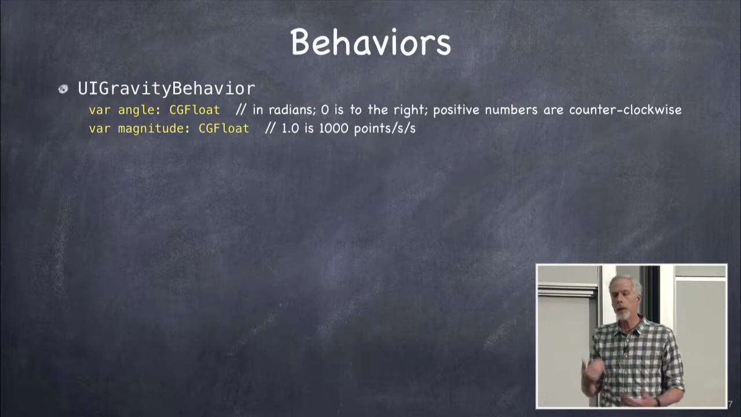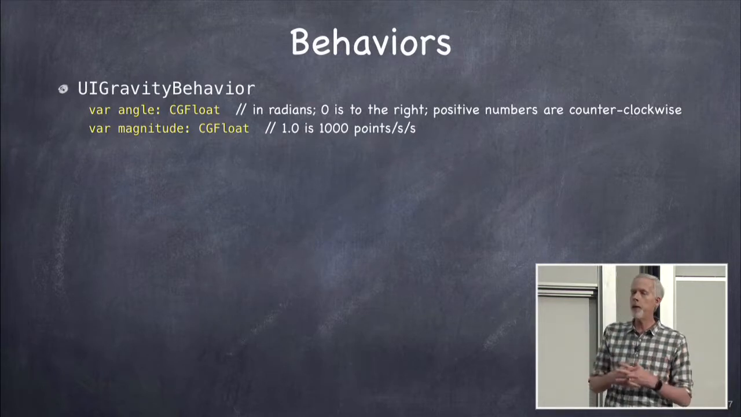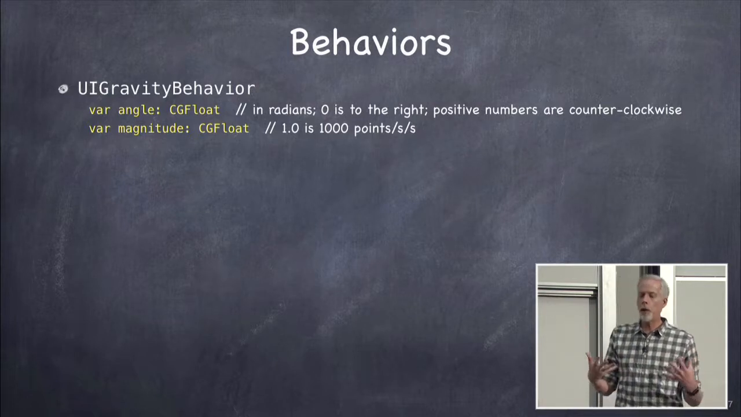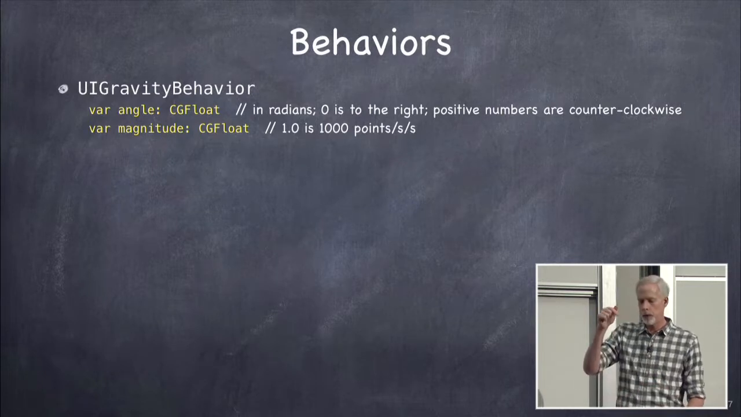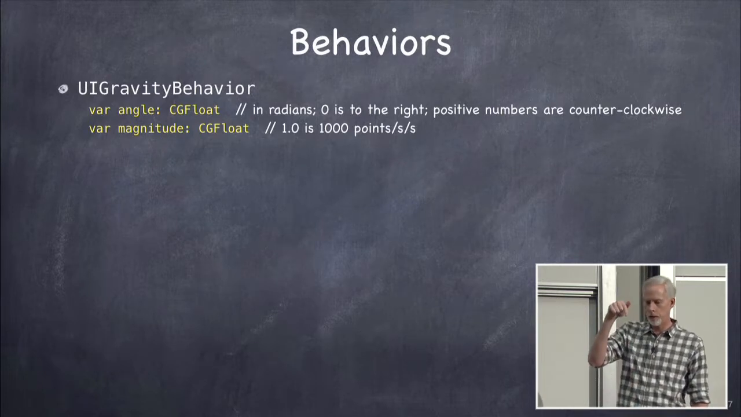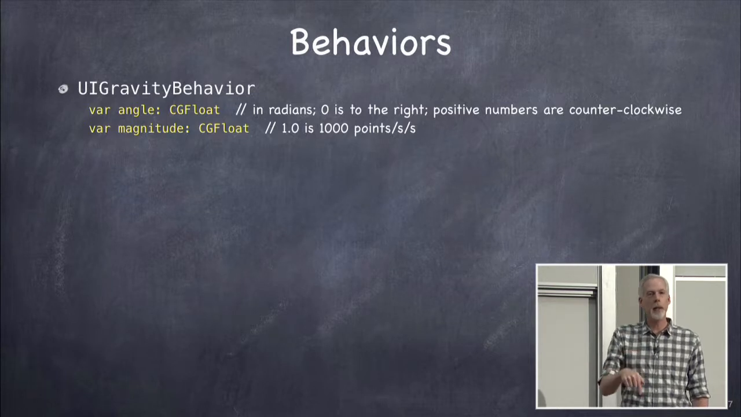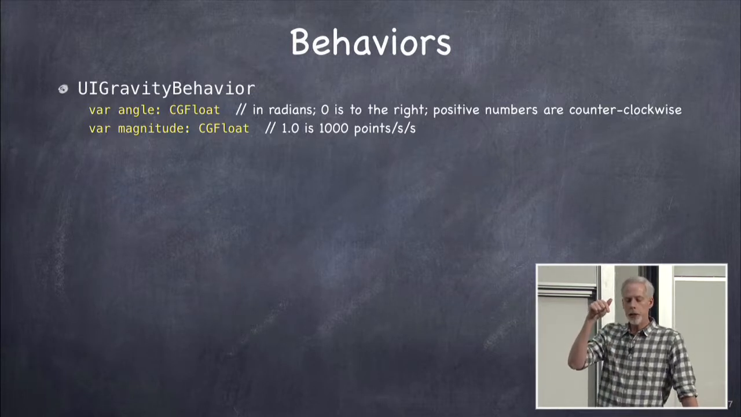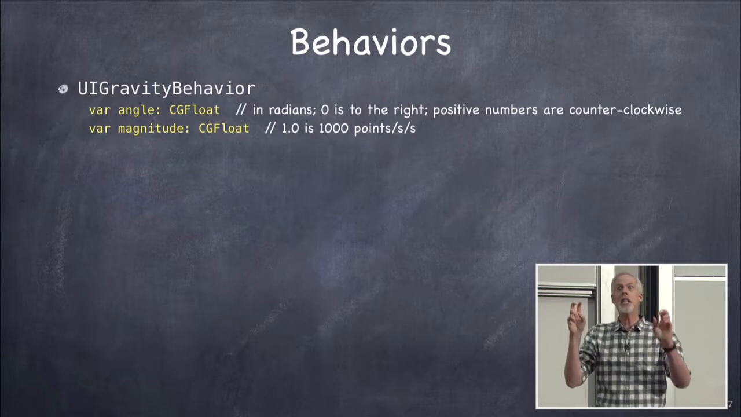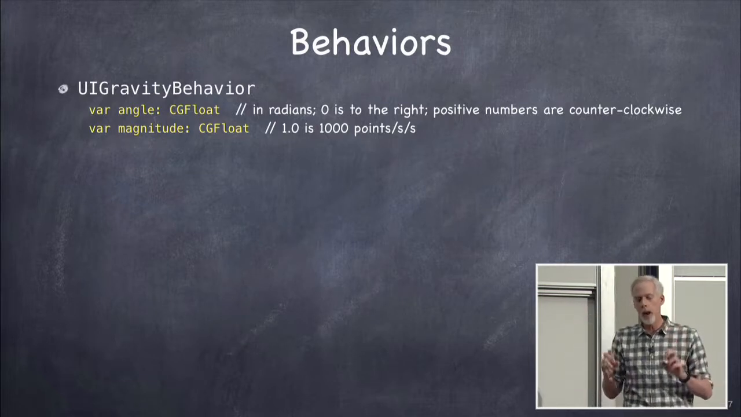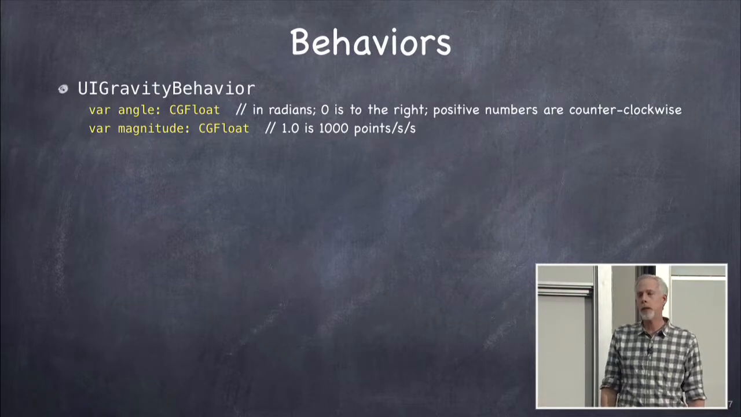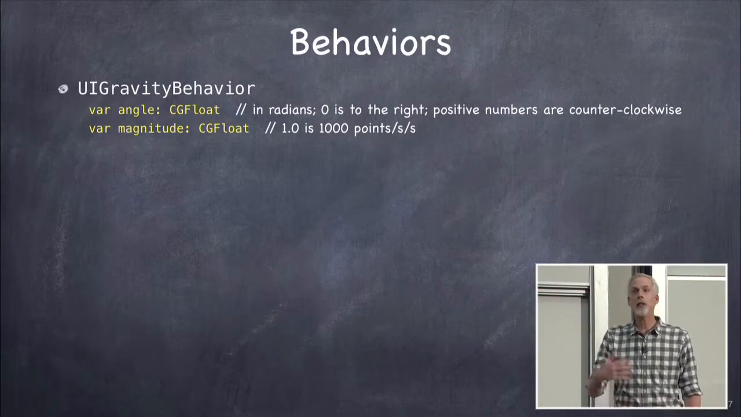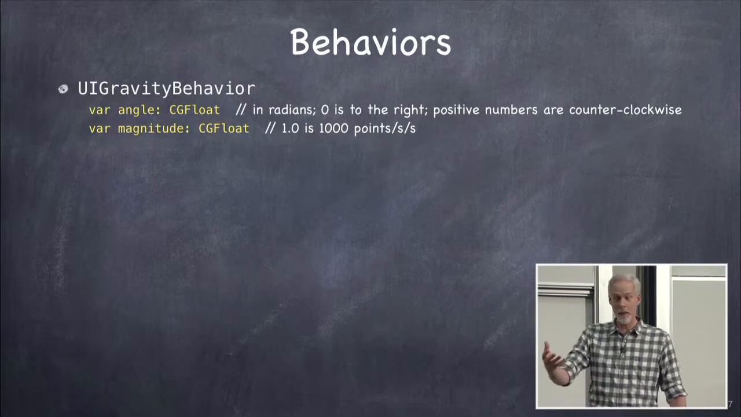All right, let's talk about some of the specific behaviors. There's gravity behavior. So gravity behavior is just like gravity. And by default, when you create a gravity behavior, the gravity is down, which means kind of down towards the home button, basically in portrait mode. And its magnitude is 1g, okay, 1.0. And 1.0 means 1,000 points per second per second. Remember that gravity is an acceleration. Okay, hopefully you all at least have enough physics to know that.